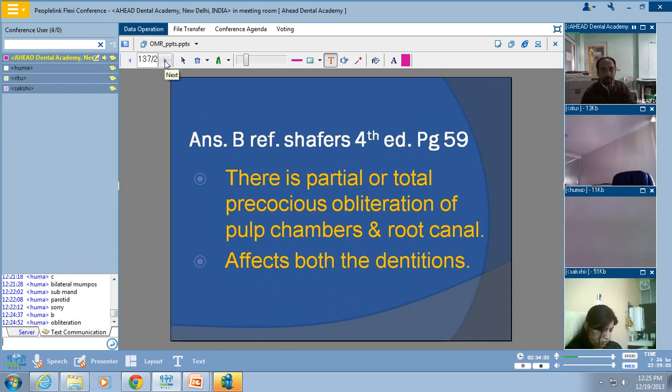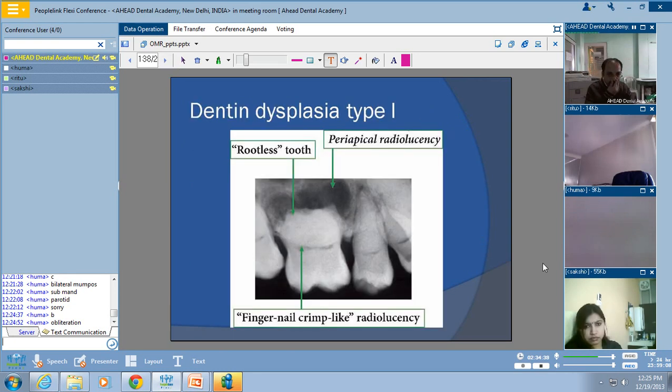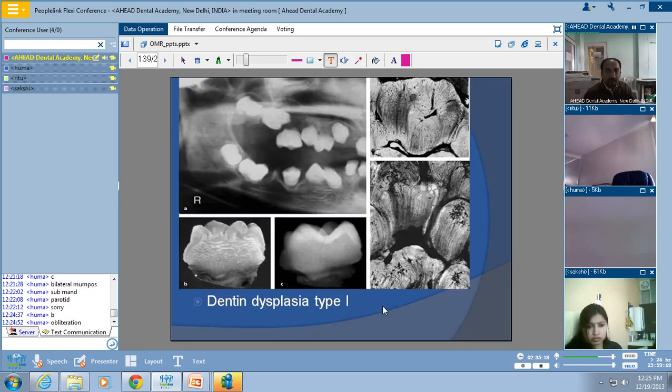Well, dentine dysplasia, I am just writing you the important stuff. Dentine dysplasia is of two types, type 1 and type 2. In dentine dysplasia type 1, there are rootless teeth. As you can see classically in this presentation, periapical radiolucency is obviously there. And if you can make out, there is a fingernail crimp-like radiolucency, which is again the hallmark of dentine dysplasia type 1. Okay? In dentine dysplasia type 1, there is rootless tooth, periapical radiolucency, and fingernail crimp-like radiolucency. In addition to this, we have this kind of appearance in dentine dysplasia type 1. Can you make out? We have multiple teeth involvement. The roots are almost missing or rootless. Roots are generally very dwarf or they are not there.